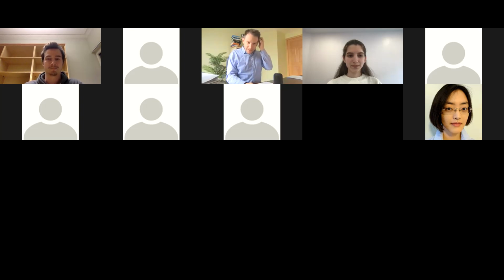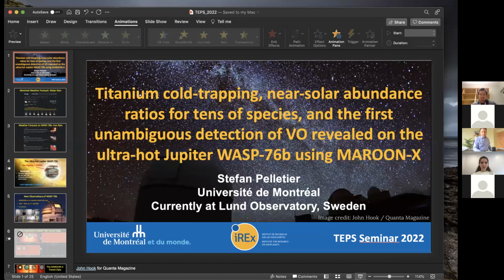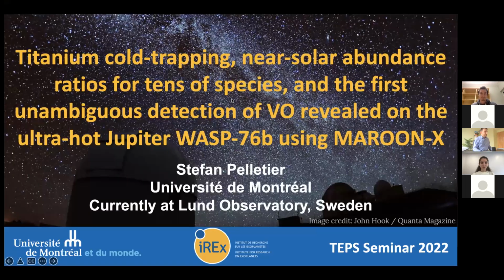We're changing gears a little bit. This is now high resolution spectroscopy with Maroon-X. That's a new instrument on Gemini. And so he's going to show some nice results for a hot Jupiter transmission spectrum. Thank you. Yeah, you can see this well?